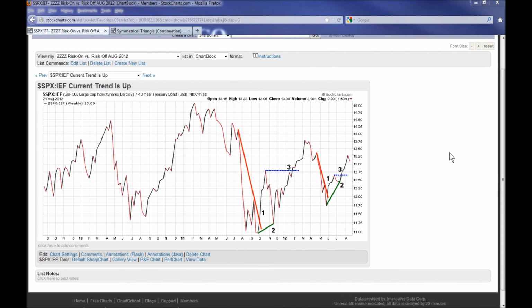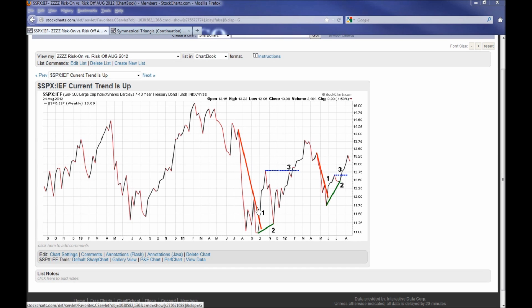If 75% of the time a symmetrical triangle is a continuation pattern, our purpose here is to demonstrate that the current trend is up, and if it's a continuation of that trend, it would continue up. This is the same ratio, SPX, S&P 500 divided by IEF, the 7 to 10 year Treasury.